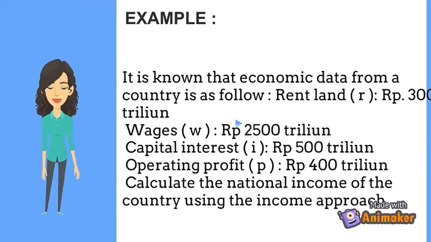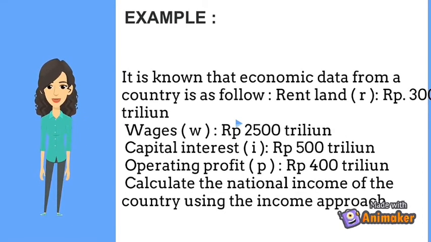It is known that economic data from a country is as follows: land rent, R, Rp 300 trillion. Wages, W, Rp 2,500 trillion. Capital interest, I, Rp 500 trillion. Operating profit, P, Rp 400 trillion. Calculate the national income of the country using the income approach.